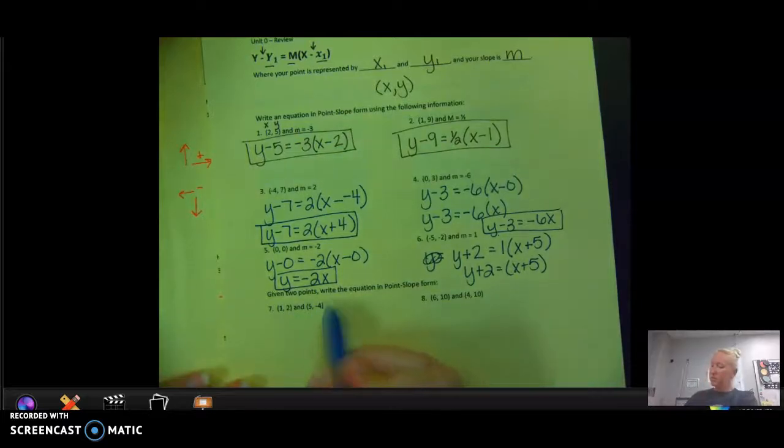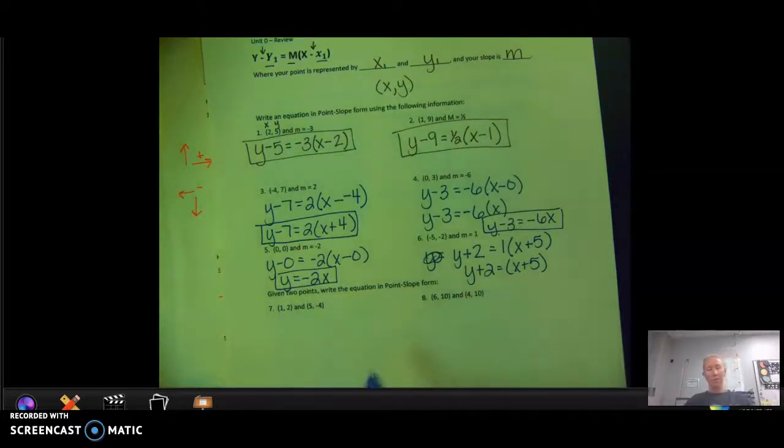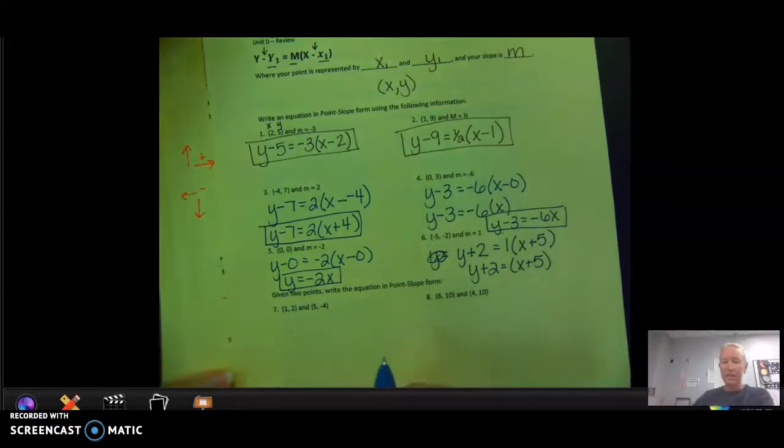Okay, given 2 points, write the equation in point slope form. So remember, in point slope form, we need 1 point and 1 slope, or our only slope for the line, right? Because the slope on the line is the same slope no matter what points we choose. So what we're going to do first is we're going to go back to our review lesson from 1, our first one, and find the slope.